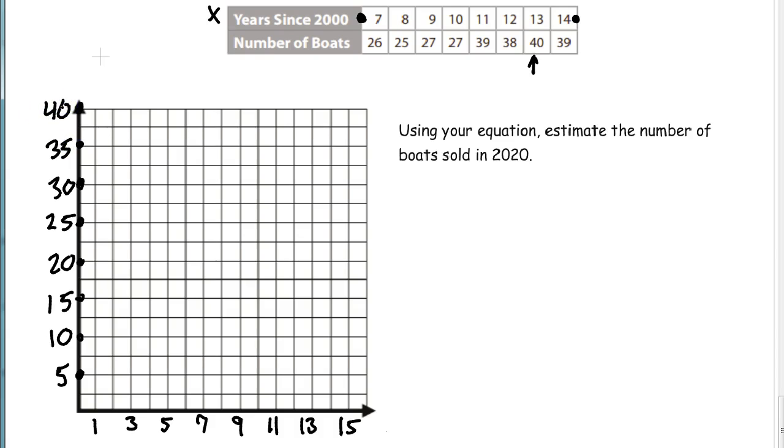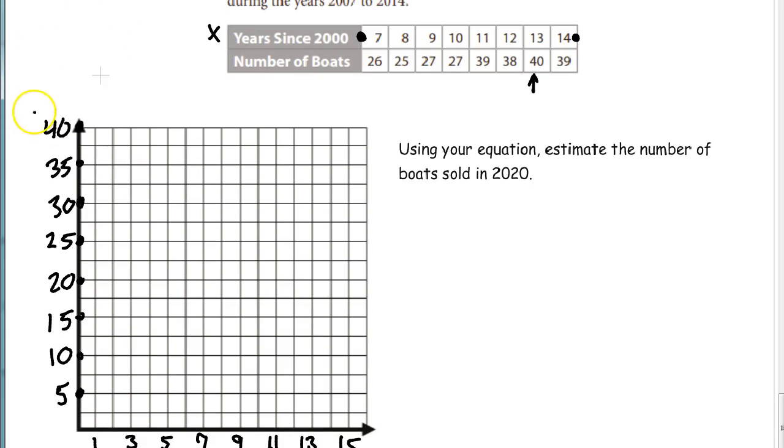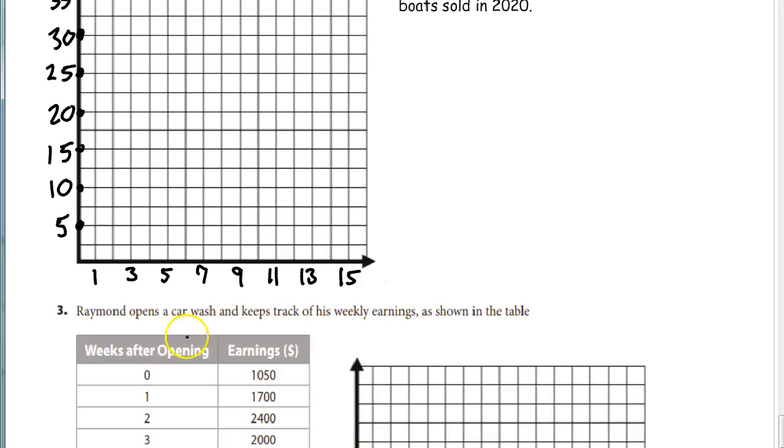And don't forget to label your axes. Small but important detail. So this is going to be number of boats. And this will be years since 2000.